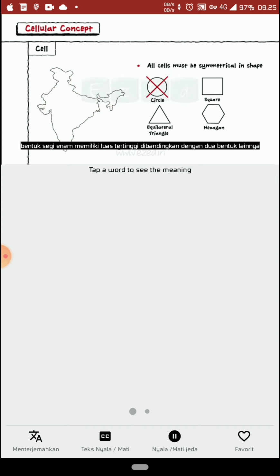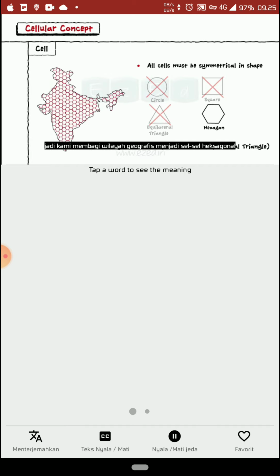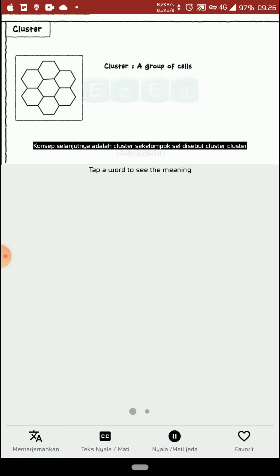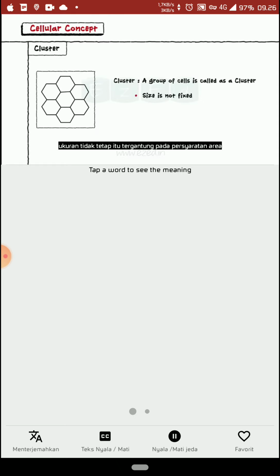Hexagon has the highest area as compared to the other two shapes. Thus, we divide the geographical area into hexagonal cells. The next concept is a cluster. A group of cells is called a cluster. The cluster size is not fixed. It depends on the requirements of the area.